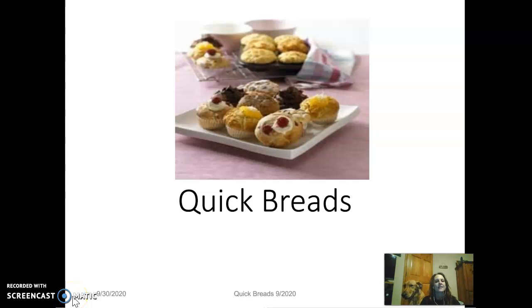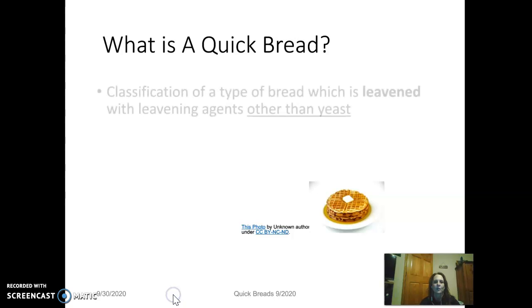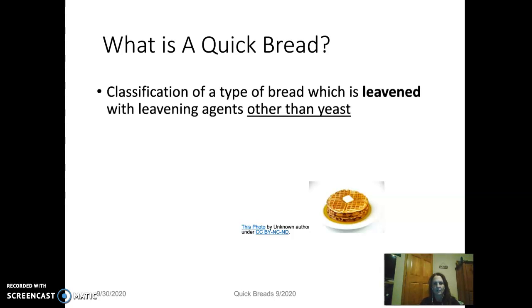Hi everybody. The next topic we are talking about is quick breads. So what are quick breads? Quick breads are a classification for a type of bread which is leavened with a leavening agent other than yeast. A leavening agent is a product that makes things rise.